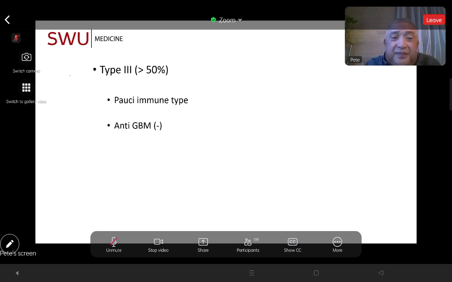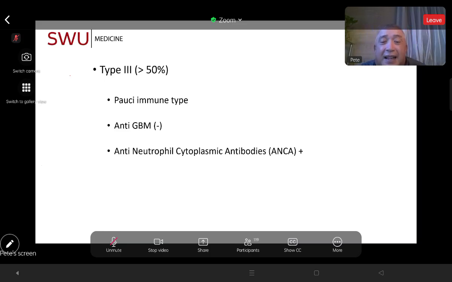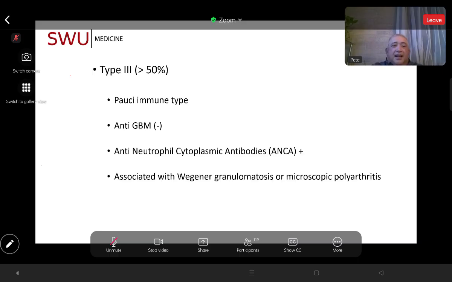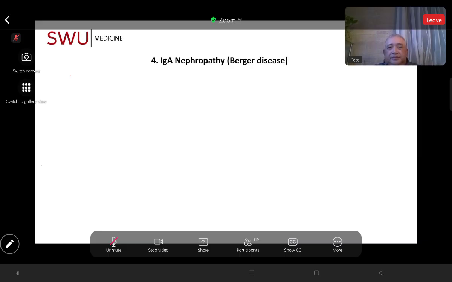Okay. This is anti-GBM negative. However, this is positive with your ANCA or your anti-neutrophilic cytoplasmic antibodies. This is ANCA positive. Do you follow me? Usually associated with Wegener's granulomatosis. Okay. And then the next one is your Berger's disease, your IgA nephropathy.